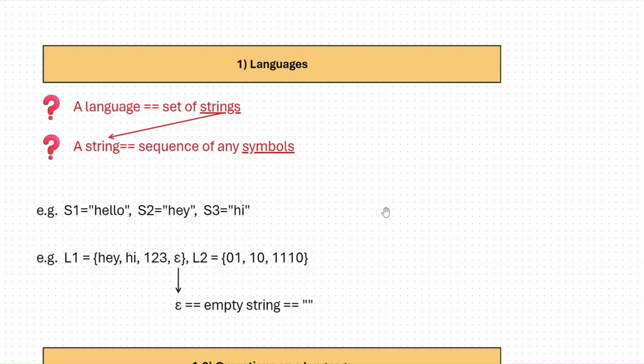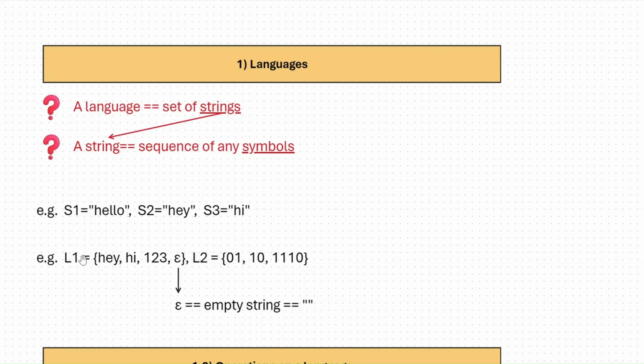Okay, let's start looking at some basic terminologies. These are necessary in order to understand the concept better. What is a language? A language is a set of strings. What is a string? A string is a sequence of any symbols. It is just a sequence of symbols. So let's see some examples. Let's say string 1 is hello, which consists of 5 symbols, right? Another example, string 2 is hey, which includes 3 different symbols. And finally, string 3 is hi, which consists of 2 symbols.